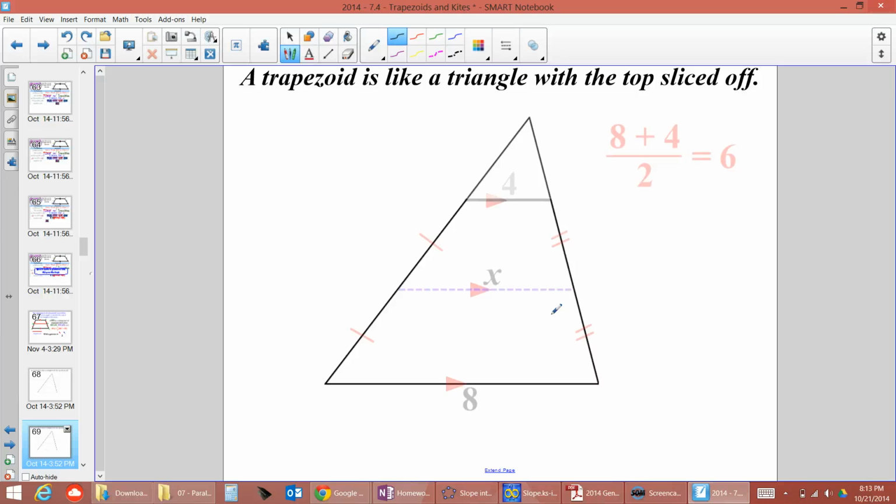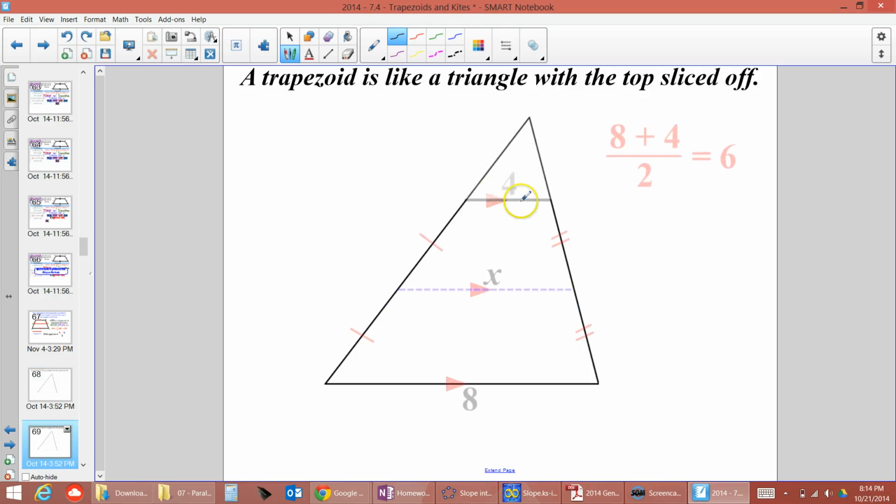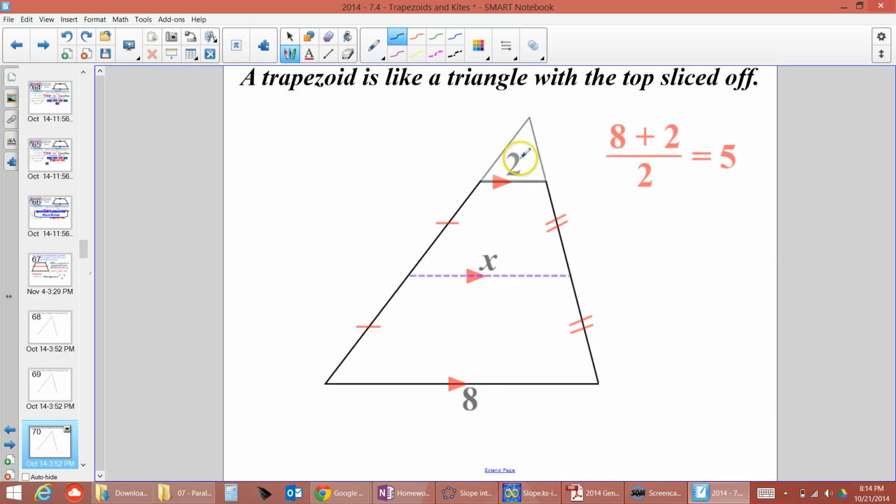Now, what's interesting is we can do this for all sorts of triangles, but I'm leading you into what happens when this piece gets smaller. So before it was 8 and 6, and the middle part was 7. It was 8, 7, 6. Now, if I make it smaller, I cut the triangle higher up, and I have 8, 4. Now the mid part is 6. It was 8, 7, 6. Now it's 8, 6, 4. If I go any further and I say it's a 2 up here, now it says 8, 5, 2.